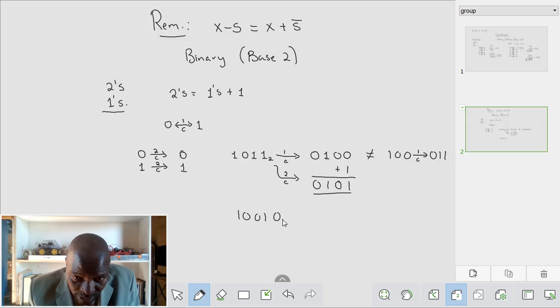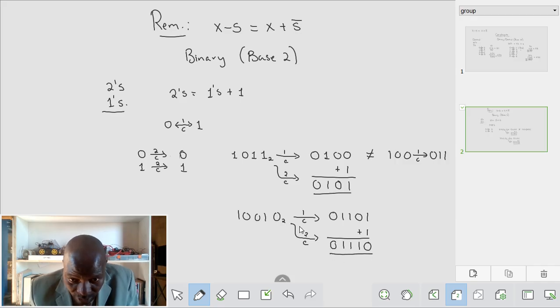Now if I take another example, let's say I have 1 0 0 1 0, and you say, okay, let's get the 1's complement of that. All the 1s will change to 0s and the 0s will change to 1s. So we would have something like this. Again, remember you can't drop that. So what does it mean? 2's complement is simply the 1's complement plus 1. The other digits stay the same.